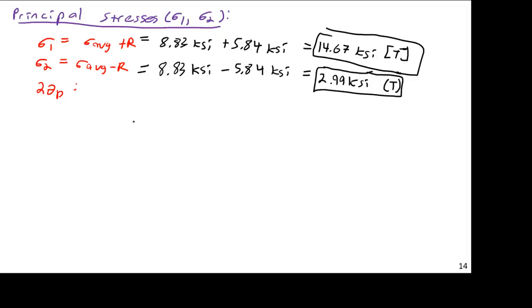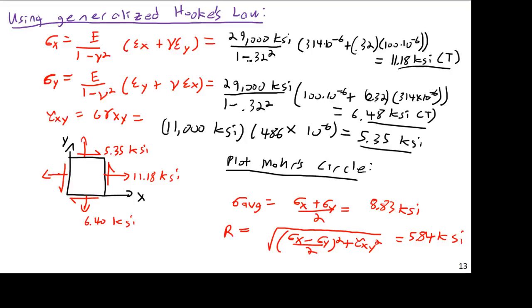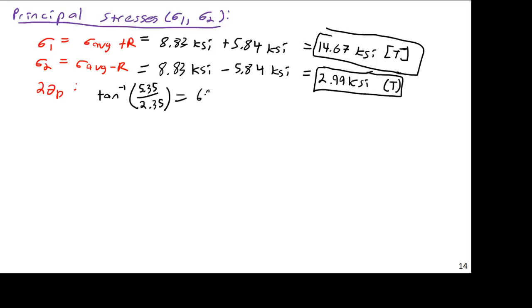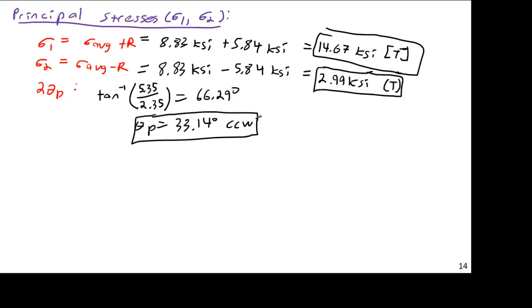Then, 2 theta p is just going to be the inverse tangent of 5.35 over 2.35. 5.35 and 2.35 should look hopefully familiar. That's going to be 66.29 degrees. Or on the Mohr circle, theta p is going to be 33.14 degrees counterclockwise. Actually, not on the Mohr circle, this is the physical one. 2 theta p is on the Mohr circle.